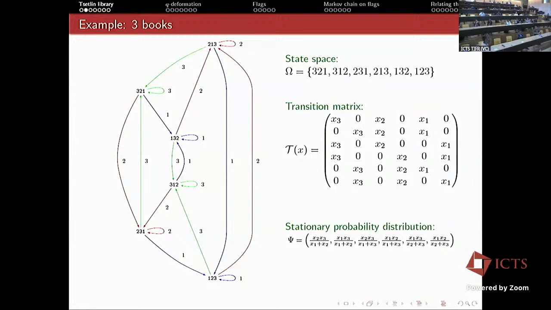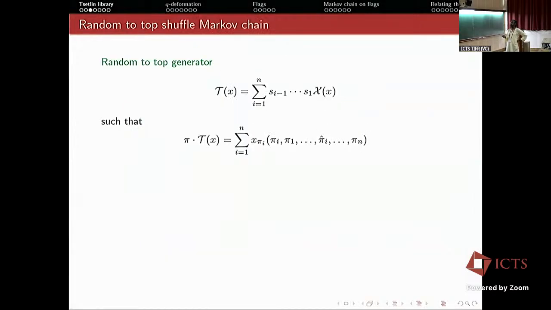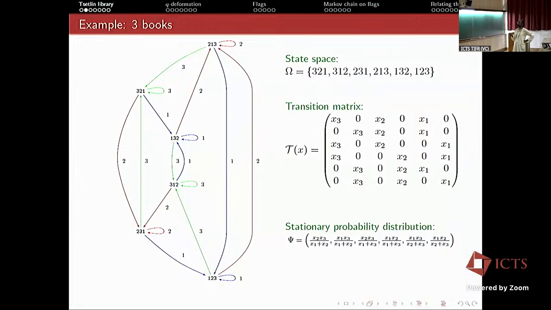But here it turns out, at least in this example, if you compute the stationary distribution, which is the row eigenvector with eigenvalue 1, it turns out to have a very simple expression. And in general, let me say something about the general situation.